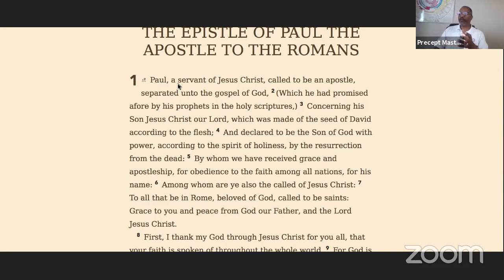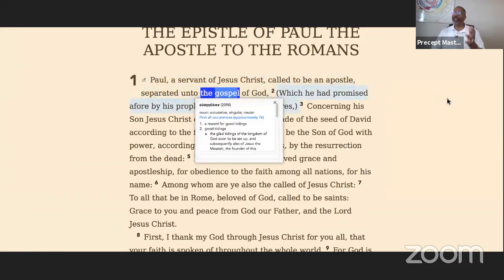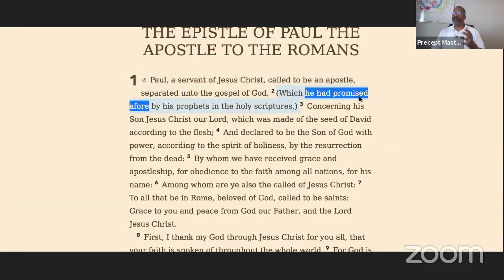It says, Paul, a servant of Yahweh Messiah, called to be an apostle, separated unto the gospel. So this is one thing you can kind of look at, the gospel of God. So we know the gospel means a message. It doesn't mean good news. So let's not get tripped up with that by people. But it's according to the gospel of God. So according to the message of God, which he had promised afore by the prophets in the Holy Scriptures.